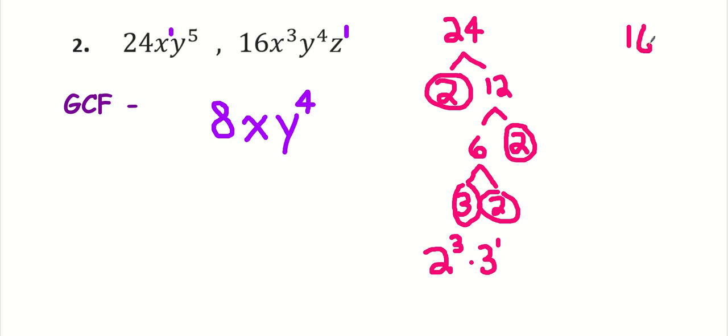And then we have 16. Again, remember, we know where this is headed, but it doesn't matter. We could do 4 and 4 to start this breakdown. We could do 2 and 8.